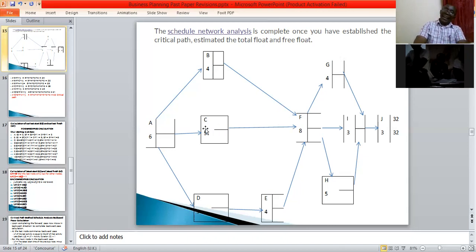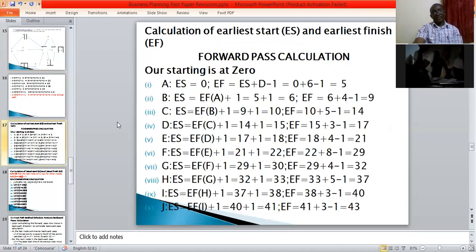Then early start C depends on early finish A. If A finishes early, then C starts early. I hope that is clear now. Is that clear? Yes, sir. Thank you. So we can proceed.